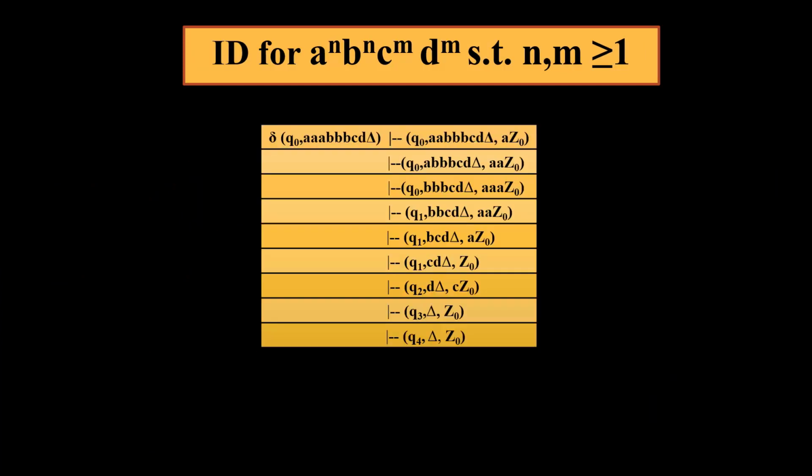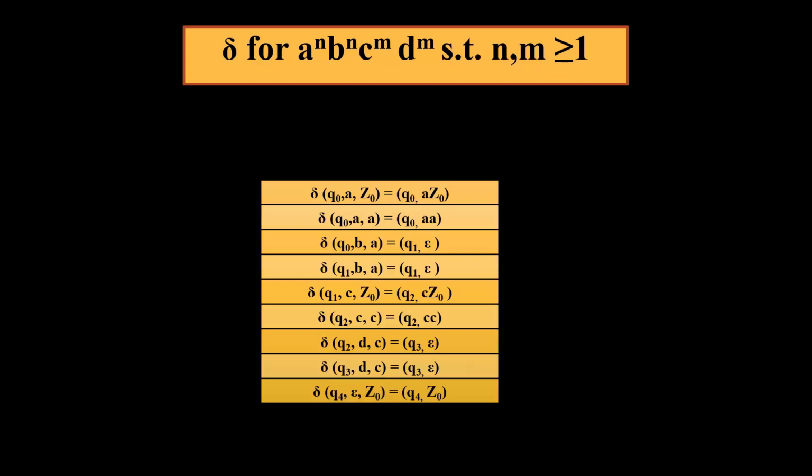This is the instantaneous description for A^n B^n C^m D^m and the transition for A^n B^n C^m D^m.